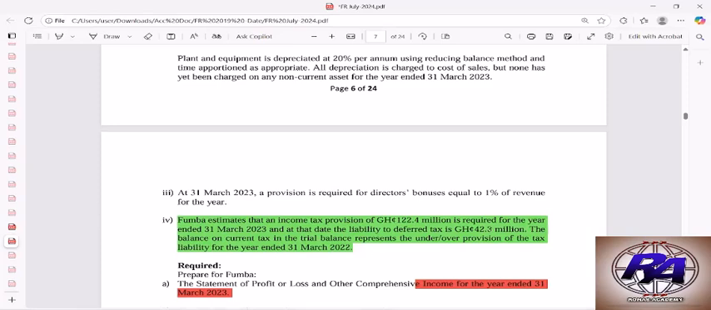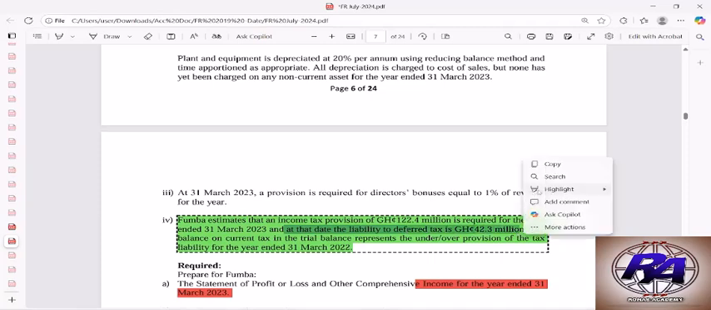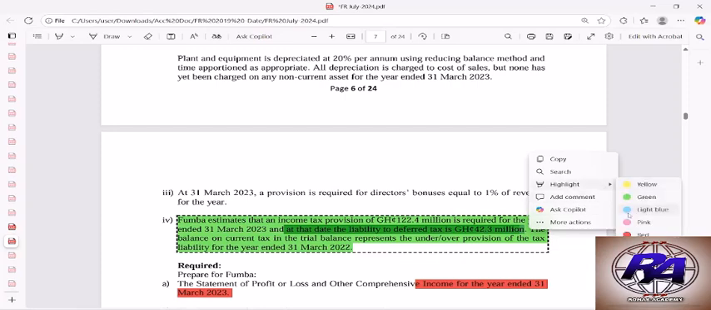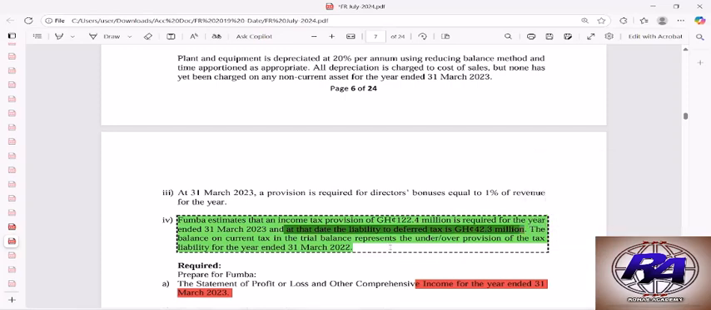So let's see what we have here. At the date, the liability to deferred tax is this particular figure here, 42.3 million. You have to ask yourself, is this a closing deferred tax or deferred tax for the period?